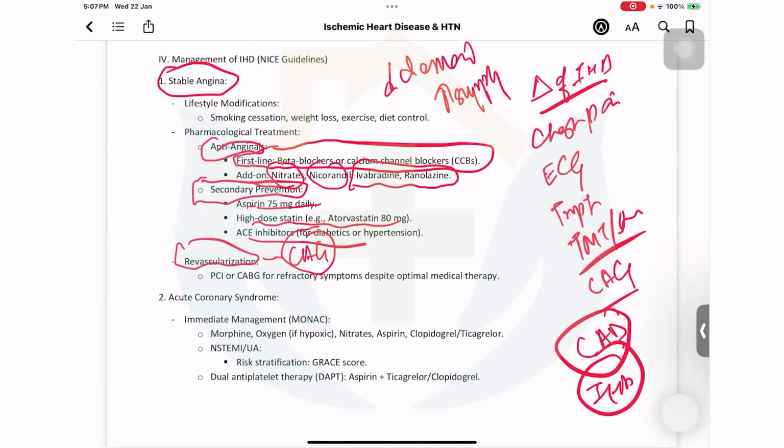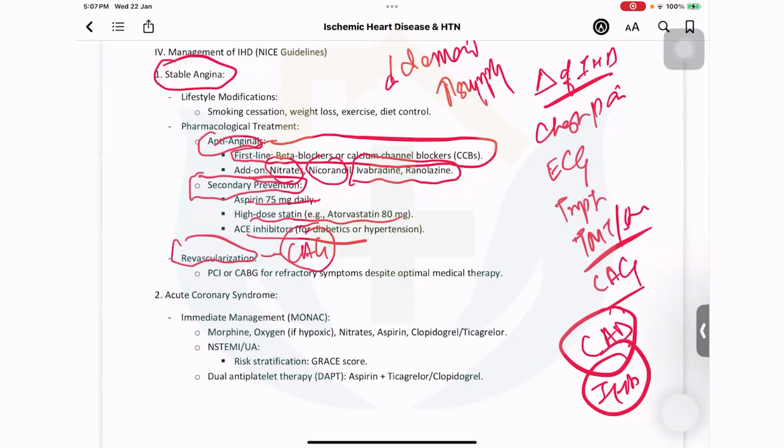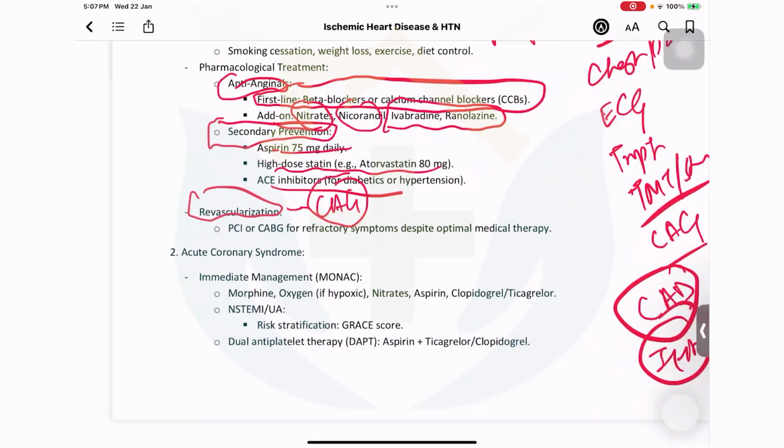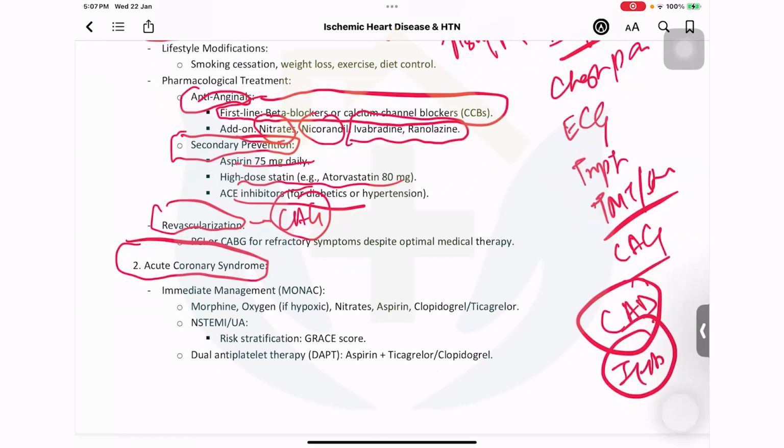And if it is a triple vessel disease or a critical left main disease, then you will opt for coronary artery bypass grafting. This is for stable angina. Now coming to somebody who has an acute coronary syndrome. So ACS, we remember we defined it on the basis of unstable angina, non-STEMI and STEMI. So immediate management is MONAC. MONAC is morphine, oxygen, nitrates, aspirin and clopidogrel or ticagrelor. That is what is to be given.